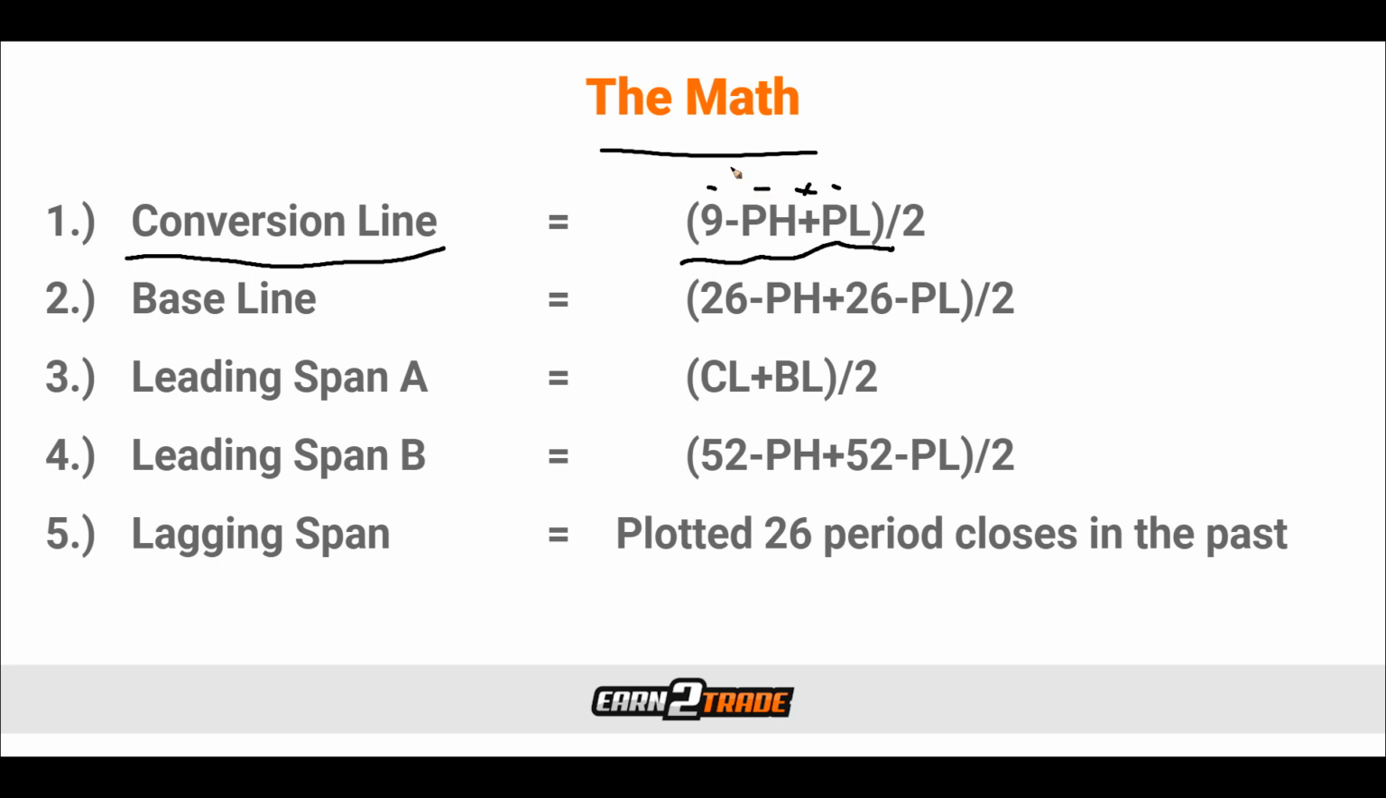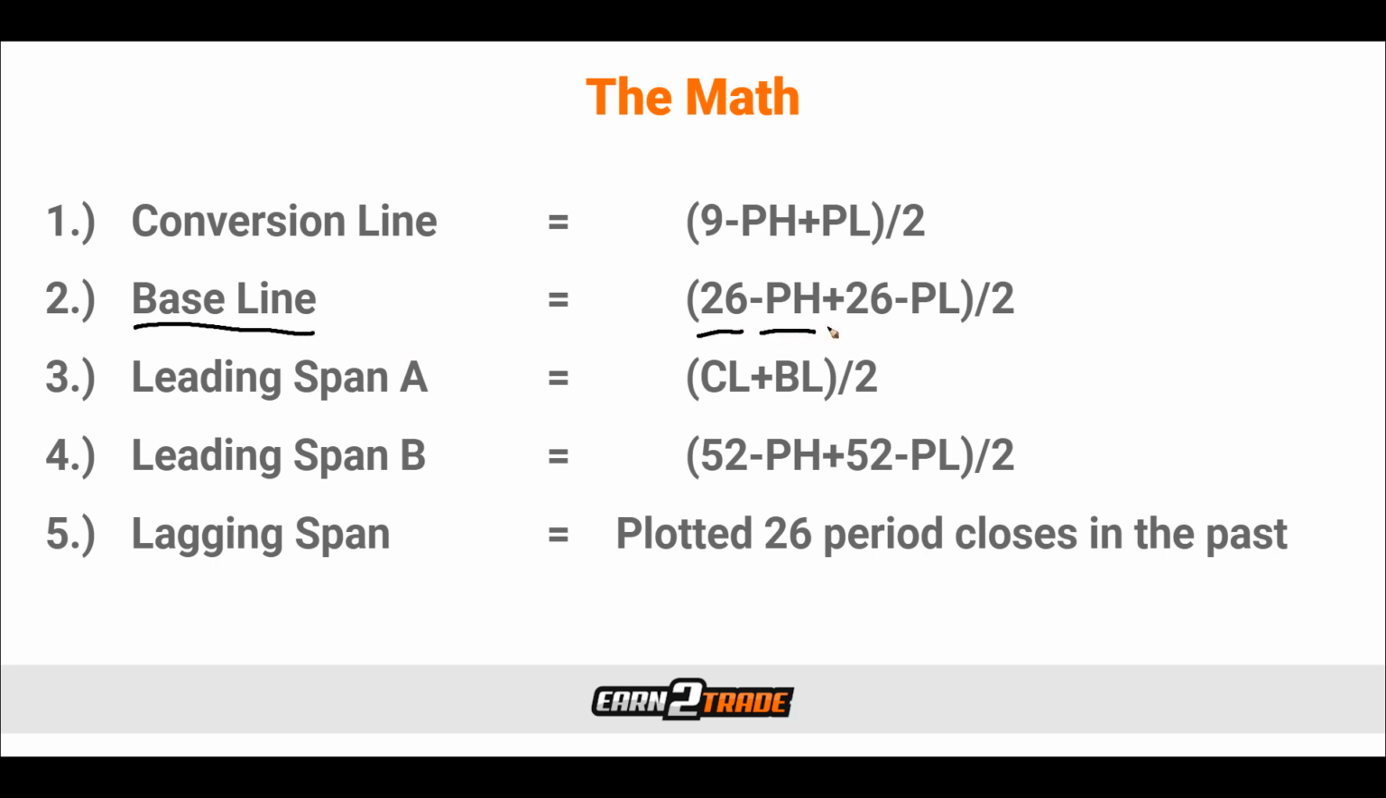So don't get confused by my stuttering. It is just 9 minus the period high plus the period low, all divided by 2. Okay? Our baseline is going to be 26 minus the period high plus 26 minus the period low, all divided by 2.